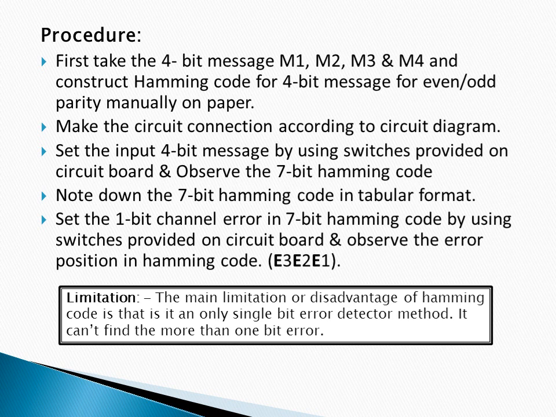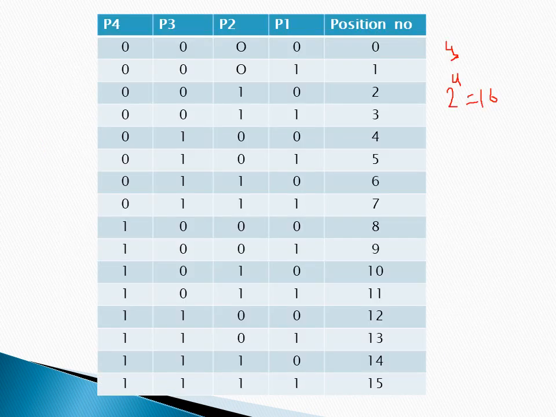Here there is one limitation of this code: as only a single bit error detector method is used, it cannot find more than 1 bit of error. Here we have to check the occurrences of ones for P1, P2, P3 and P4. Occurrence of 1 means whether the first one is coming.